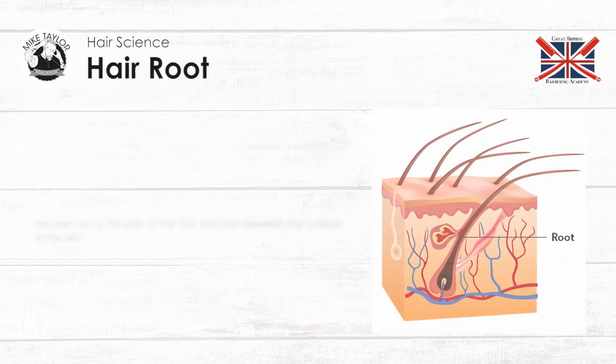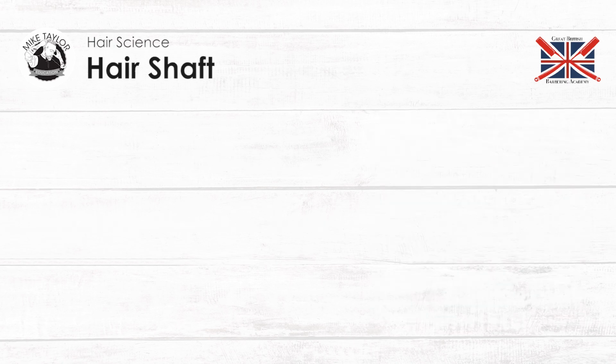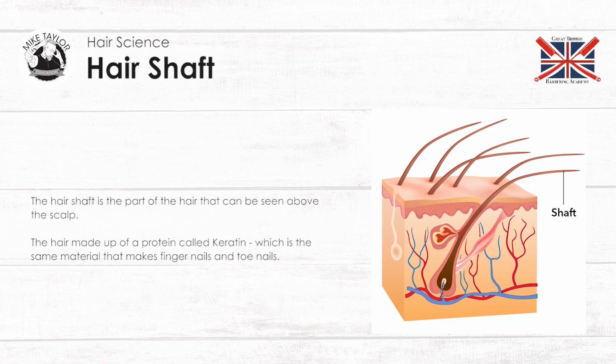The hair root. The hair root is the part of hair that lays beneath the surface of the skin. The hair shaft. The hair shaft is the part of the hair that can be seen above the scalp. The hair is made up of a protein called keratin, which is the same material that makes fingernails and toenails.